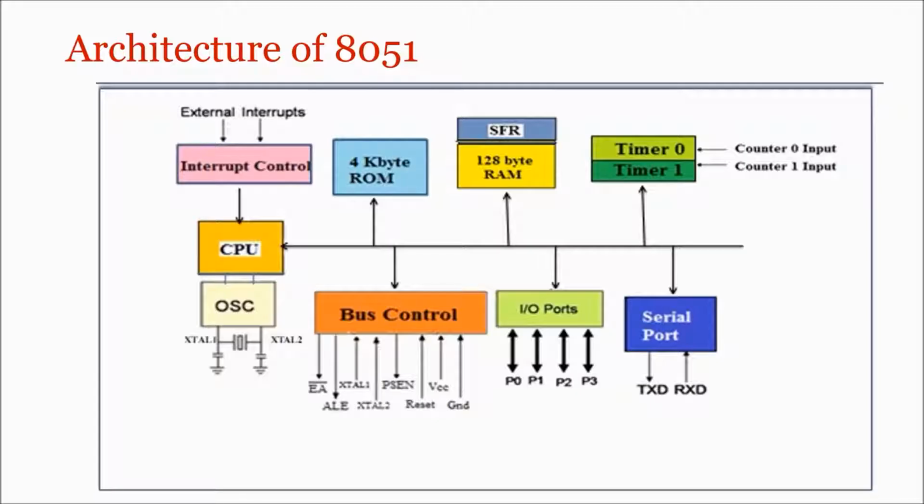8051 has two 16-bit timers, timer 0 and timer 1. These timer blocks can be used as counter blocks also. Generally, timers are used to generate a delay, and counters are used to count external events.